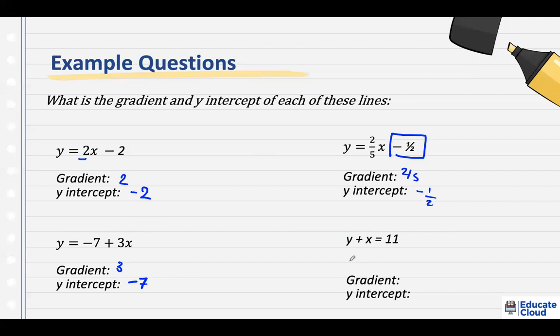Okay, and here, this is not in the form of y = mx + c. It's in a random format. So first of all, we need to write it in the form of y = mx + c. So move the x to the right, and you get -x + 11. The gradient is -1 here. There's a hidden 1, and the y-intercept is 11.